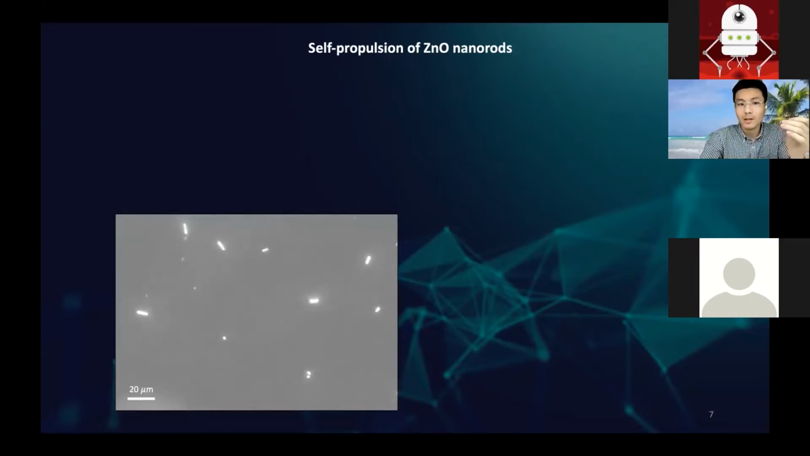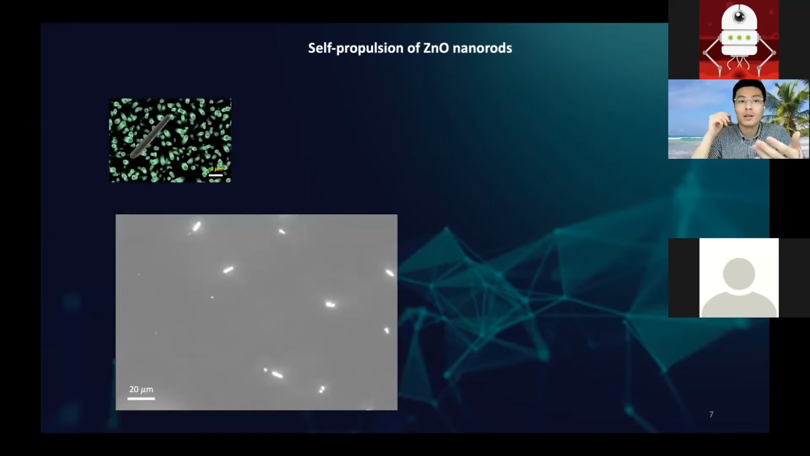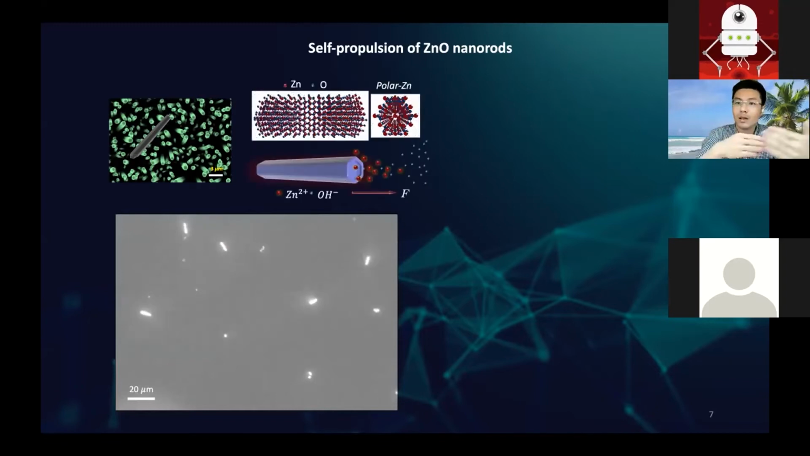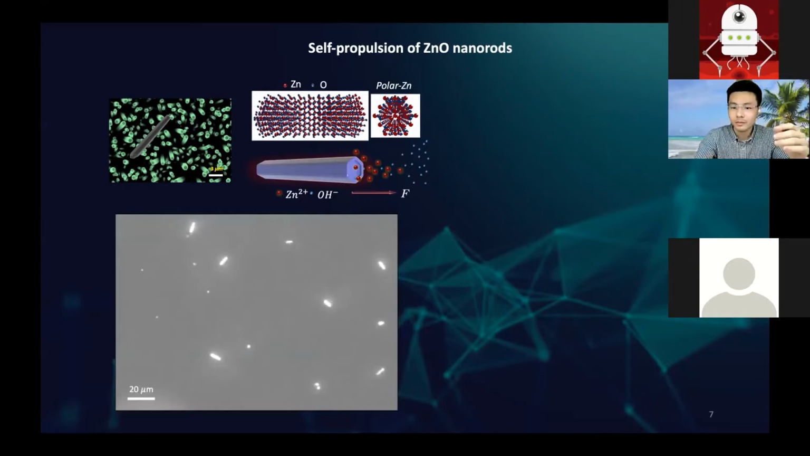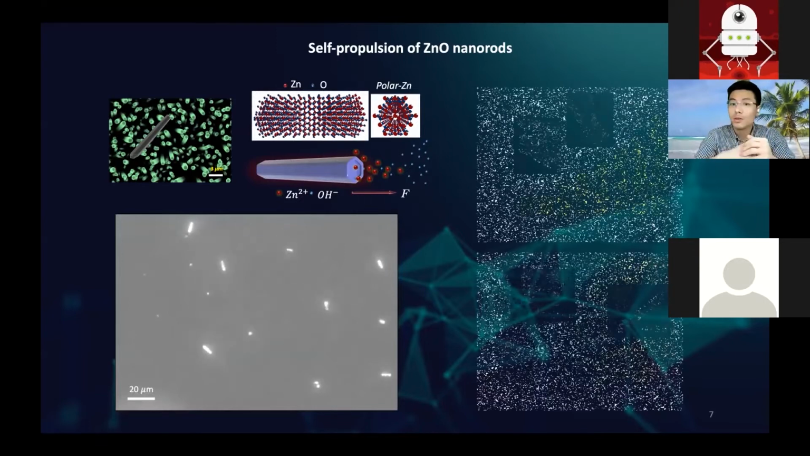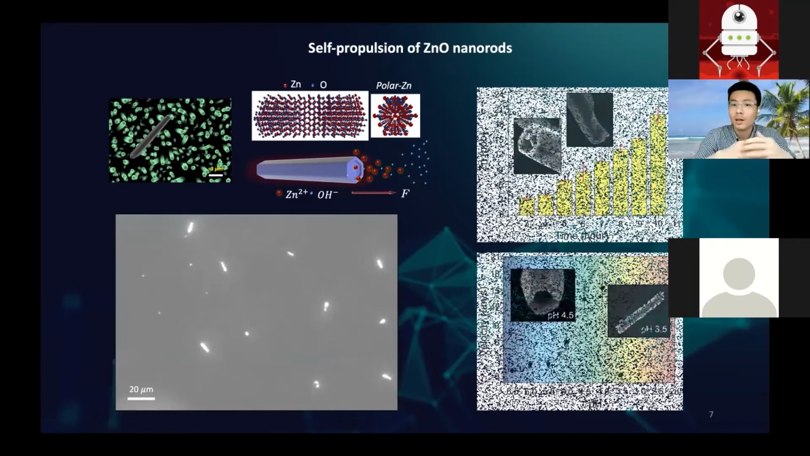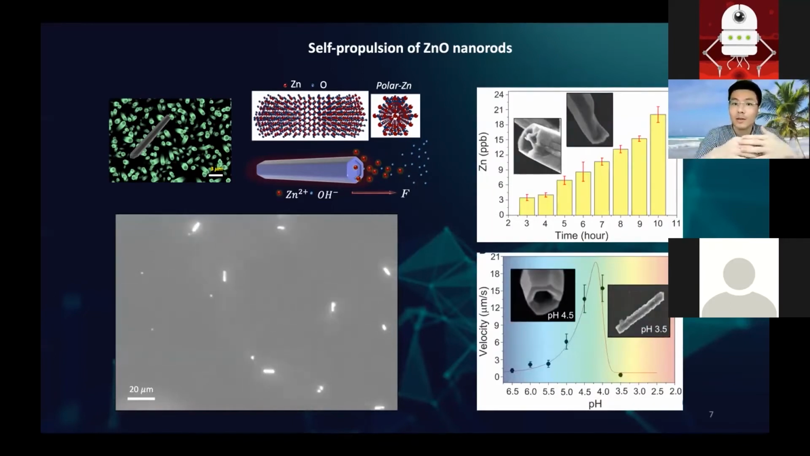We first synthesized the zinc oxide rods on a silicon wafer, and when we transferred those nanorods into water, we observed that they can swim. That's because the zinc oxide rod has a different surface potential at different phases. When you put the nanorods in water, the dissolution rates at the different phases are different, so they can propel themselves by a self-diffusiophoretic process. Since the propulsion is due to dissolution, we can detect the zinc ions released into the solution from the nanorods, and the propulsion depends on the solution pH.